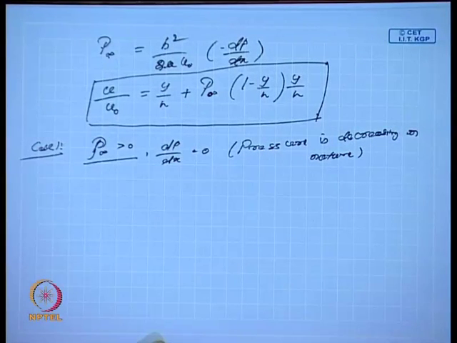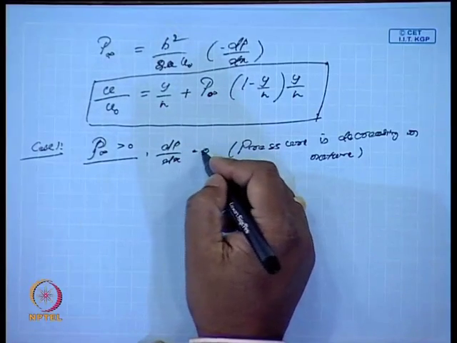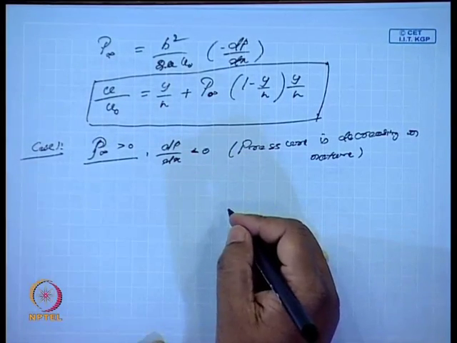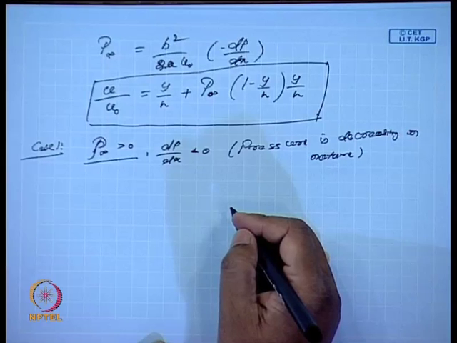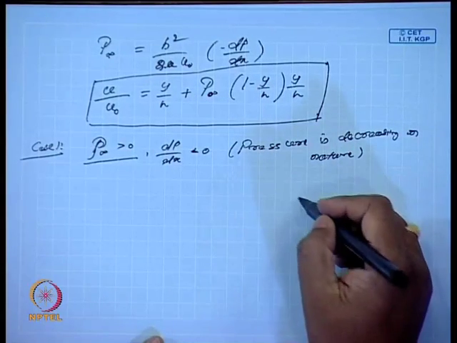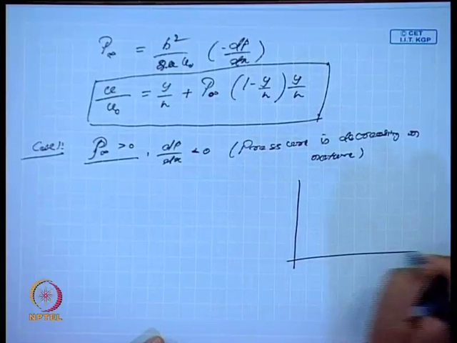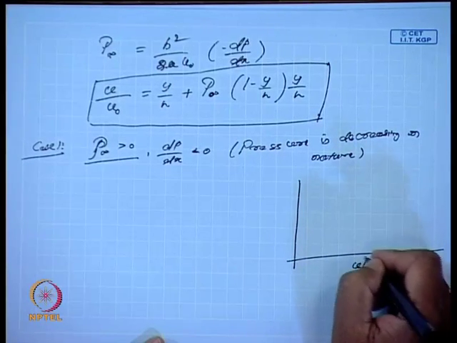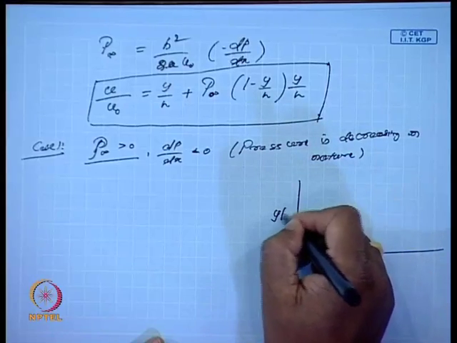With increase in the flow direction, dp by dx is less than 0 gives us pressure is decreasing in nature, and so what happened to the velocity distortion then? And if I just plot it, u by u naught and this is y by h.